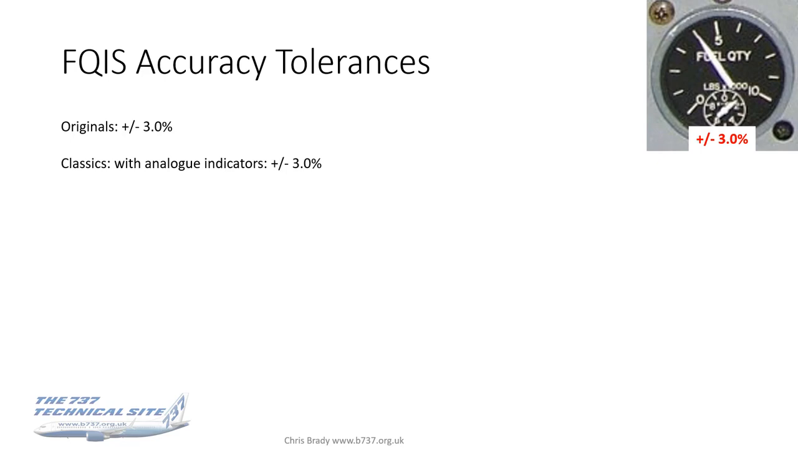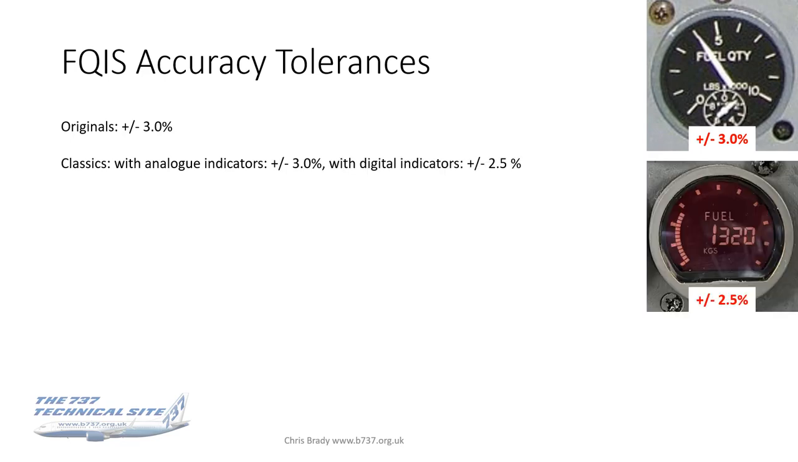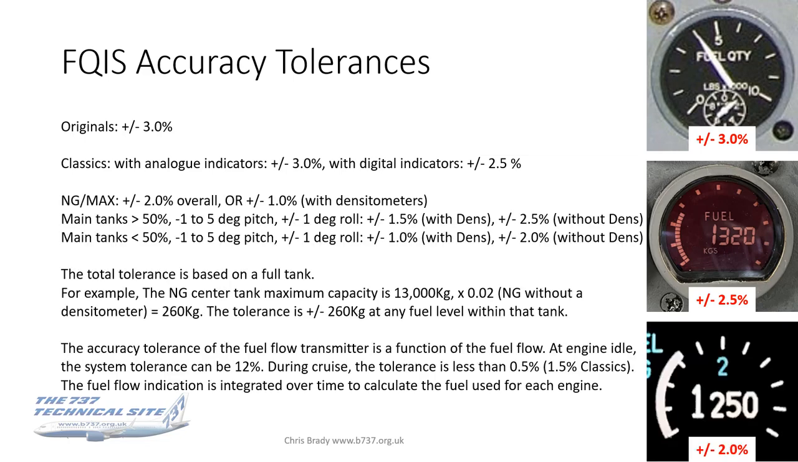So just to sum up the various tolerances with the originals and or classics with analog indicators. If you've got these old school analog indicators, plus or minus 3% is what you're guaranteed. With the sunburst displays, it's 2.5%, and with the NG and MAX displays, it's normally 2%. Or 1% if you've got densitometers fitted.